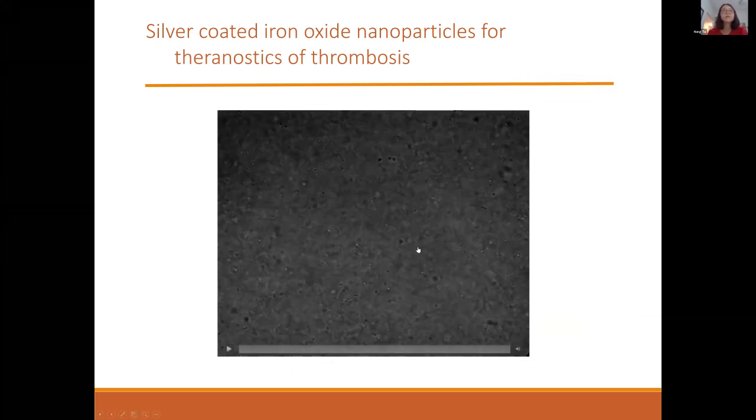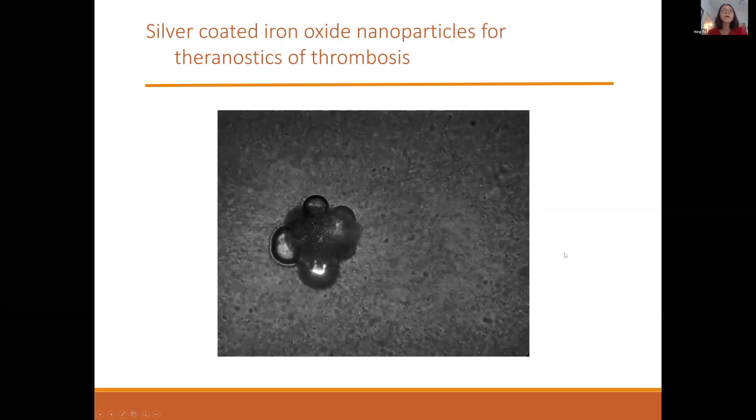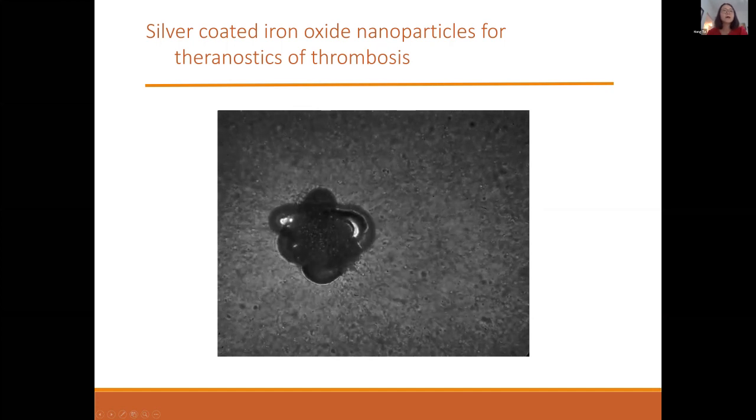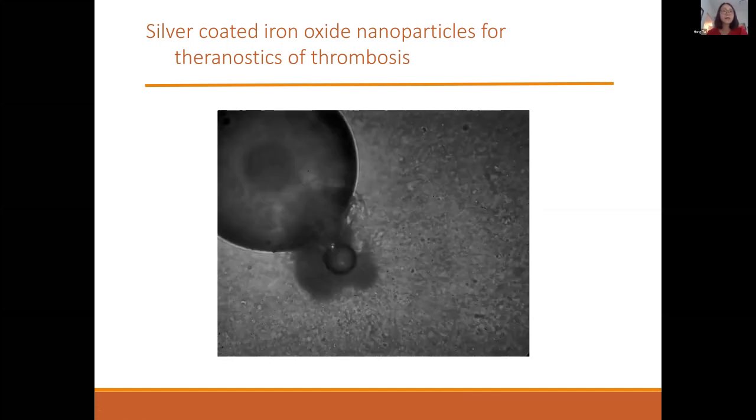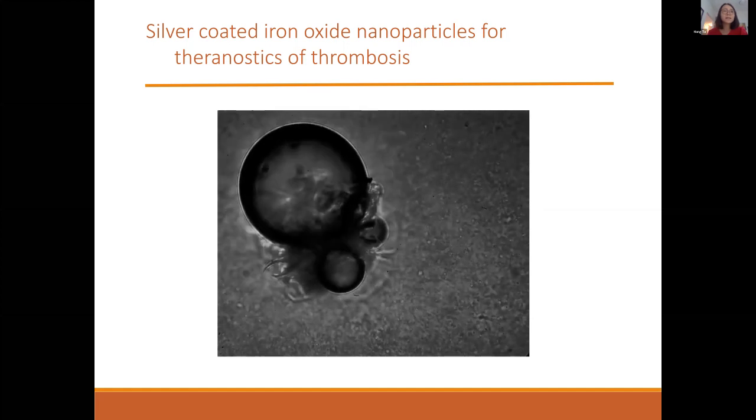So this video just shows you the effect of our nanoparticles. In the presence of the particle and the laser, it induced acoustic cavitation, and the energy released by this microbubble helps to break the clot.